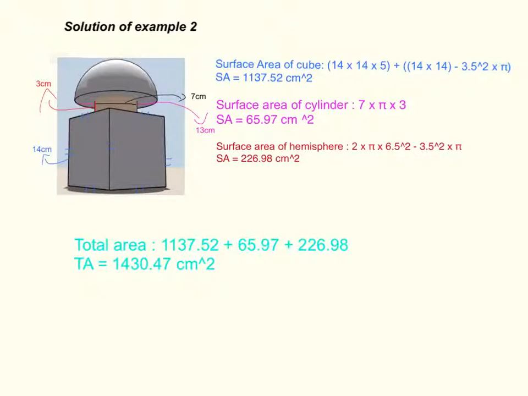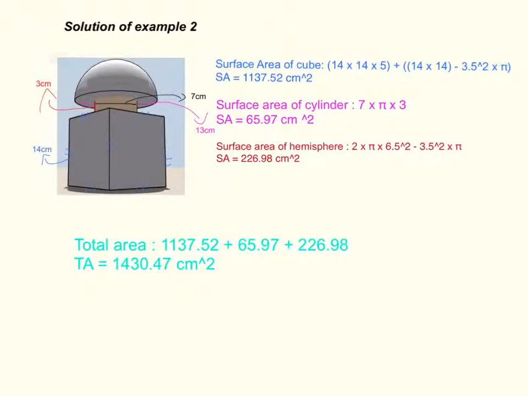Now for the last part, the hemisphere. Since it is a hemisphere, not a sphere, we have to multiply by 2 instead of 4, like the original equation. So we did 2 times pi times 6.5 squared minus 3.5 squared times pi. Why did I do this part again? The reason is because there's a circle that's been covered by the cylinder, and to find the surface area of this hemisphere, you have to subtract the covered circle. If you type that into the calculator, you'll get 226.98 centimeters squared.